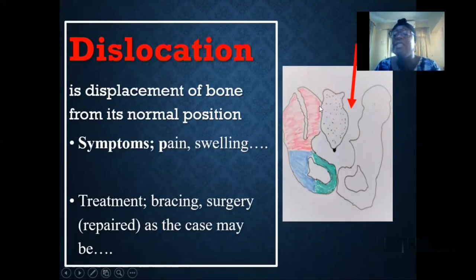The pelvic girdle is well fixed to the sacrum, but at this region, there's a form of dislocation whereby the girdle is displaced, is not in the place where it's supposed to be, unlike this region. And major symptoms will include pain and also swelling around that region. A major treatment would include bracing or surgical repair.